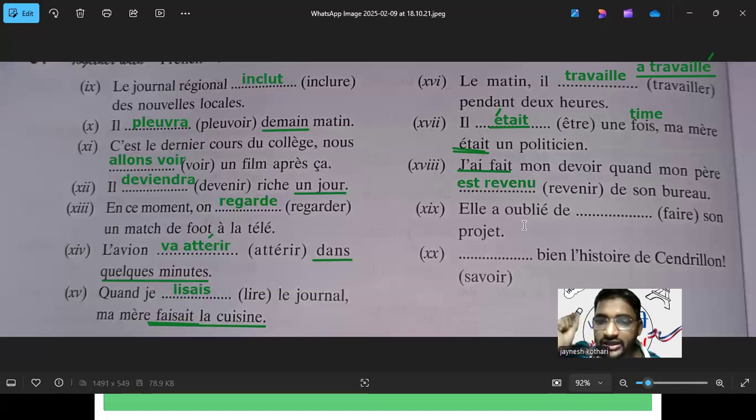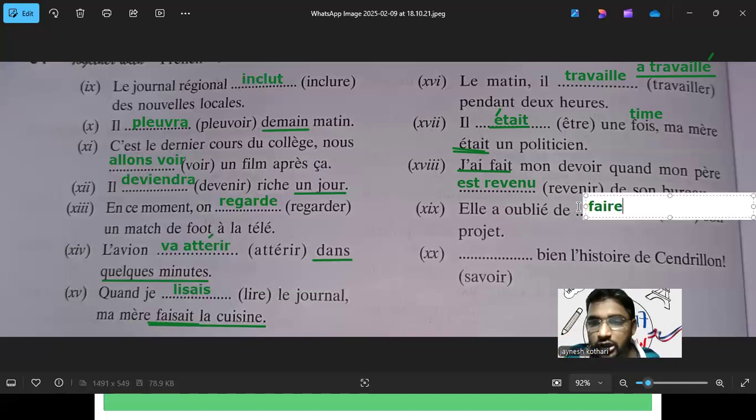Next is elle a oublié de plus infinitive. Guys, that's a rule. She forgot to do. Now this will be a full verb over here, okay? De plus infinitive. Elle a oublié de plus full verb. So she forgot to do her project. She forgot to do her project. In English also, to do. The entire verb is coming, to do. Okay, so she forgot to do her project. This is a rule. Elle a oublié de plus infinitive.